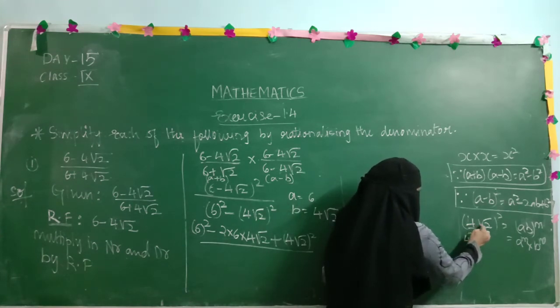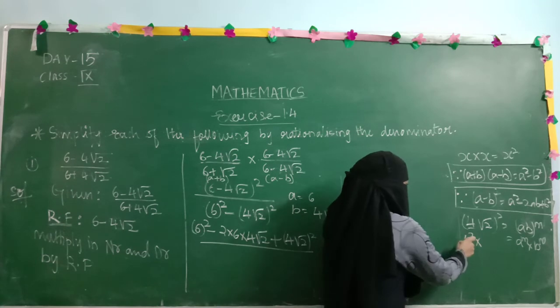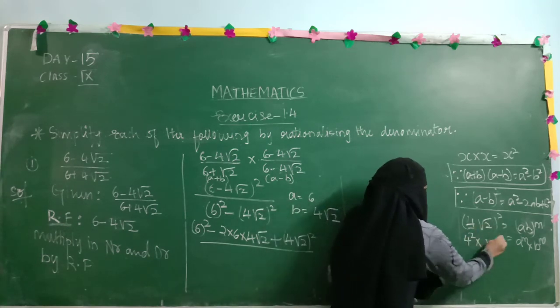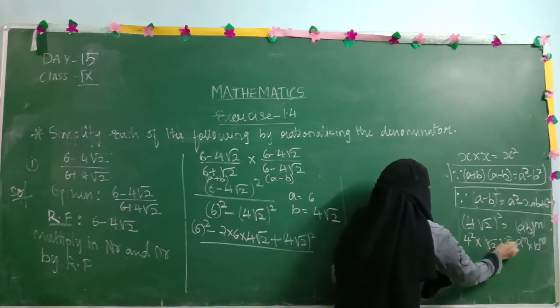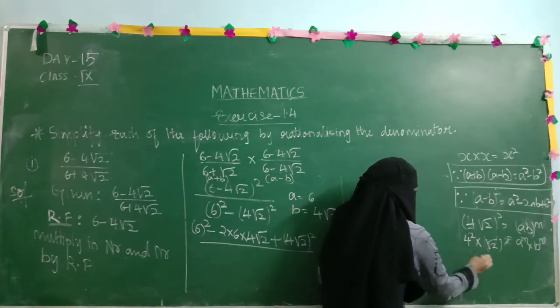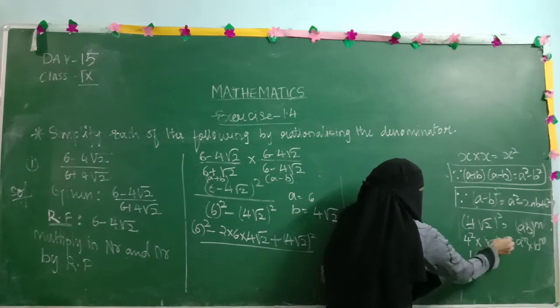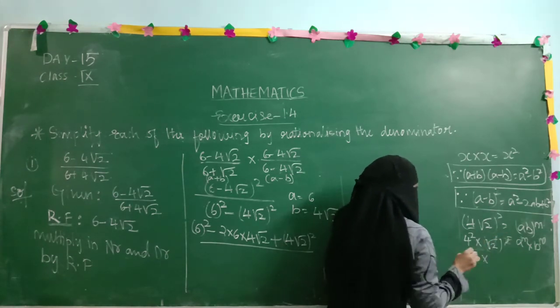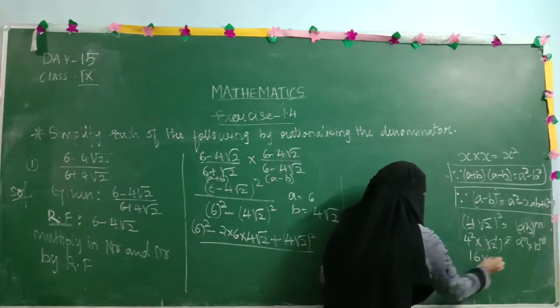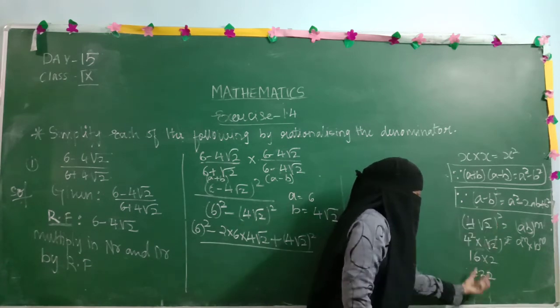This is 4 squared, and between these two numbers we have an operation of multiplication. So 4 squared into root 2 squared, we can write it as (root 2) whole squared. This square and root get cancelled. 4 squared is how much? 16. And again we have multiplication. The root and square both get cancelled and we have 2. So 16 into 2 is nothing but 32. So the value of (4 root 2) whole squared, you got as 32.